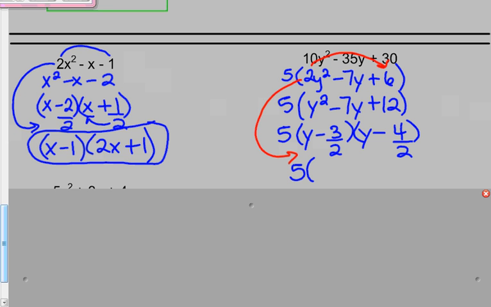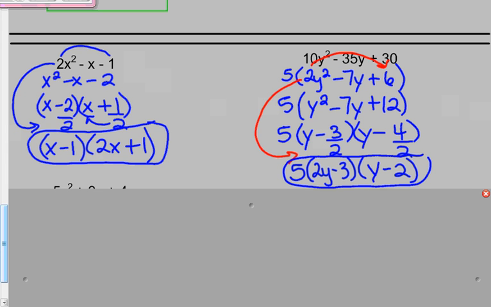My first binomial won't reduce any further, so the 2 will come out in front of the y, and the minus 3 will stay. The second one will reduce to y minus 2. And there's our final answer. You will not have fractions remaining in your binomials. And that's how that one works.